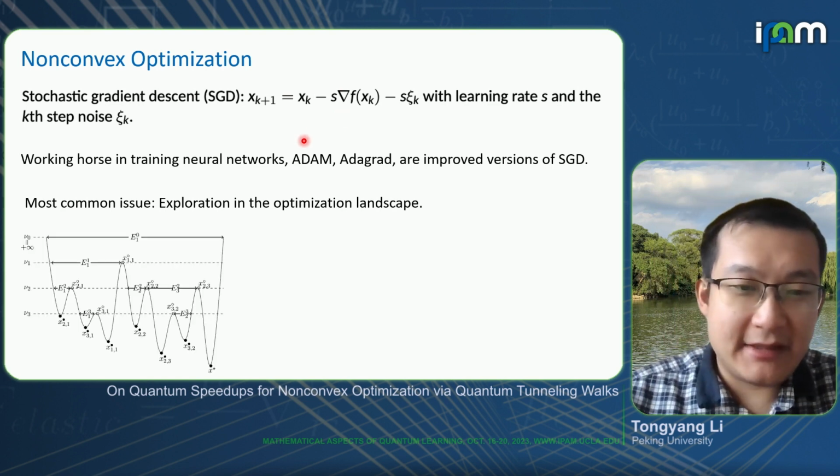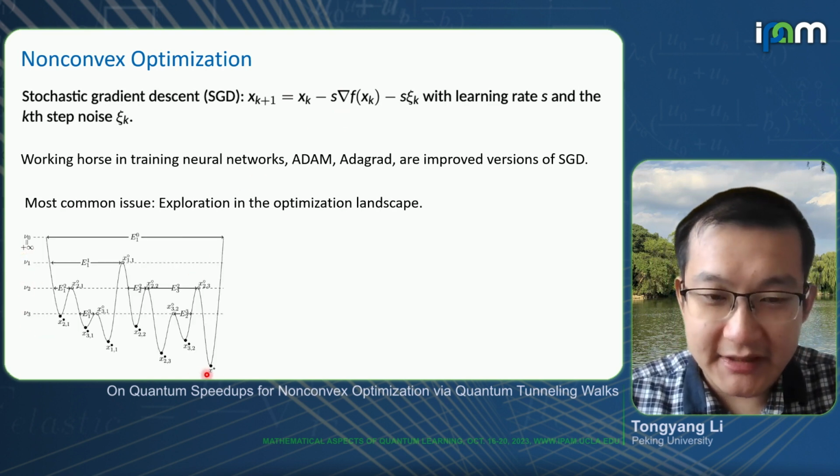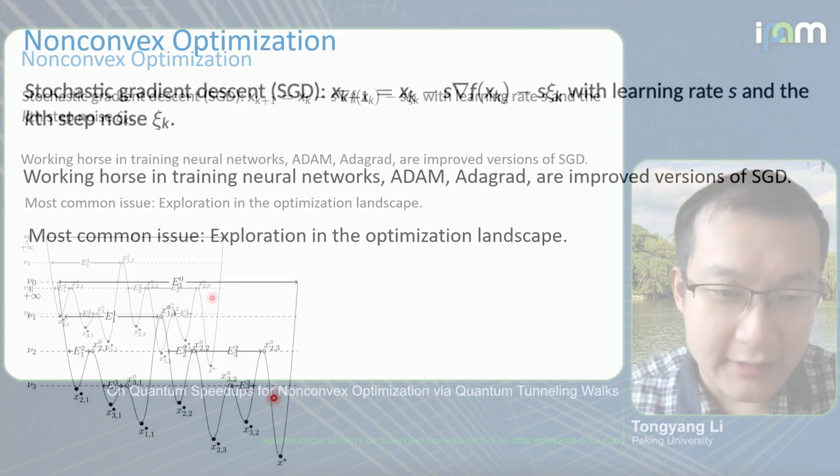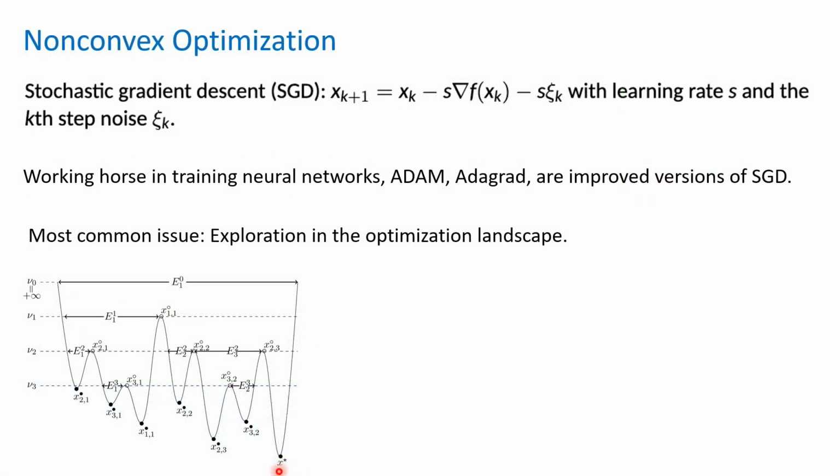So for instance, assume that you have such a function, and the global minimum of this function is in the very right-hand side of this one-dimensional landscape. But assume that if you begin from the left-hand side and do stochastic gradient descent, you are around this point.